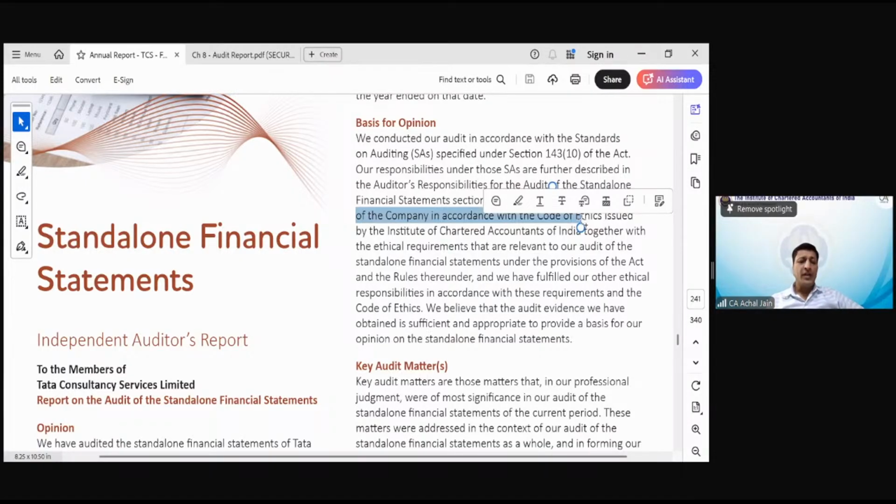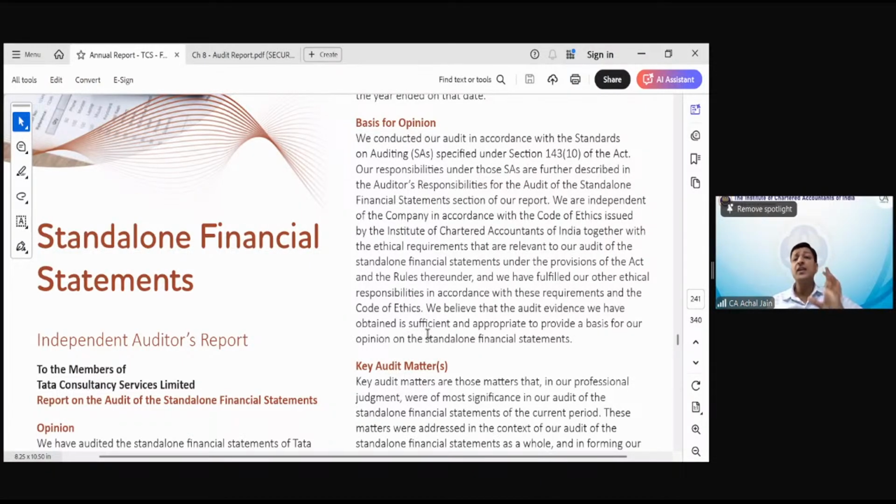So now the auditor is first of all explaining that this audit has been conducted as per the requirements of the law. He is explaining about his audit responsibilities. He is also explaining that he has been independent throughout the course of the audit. Then he is explaining that "we believe that the audit evidence we have obtained is sufficient and appropriate to provide a basis for our opinion."